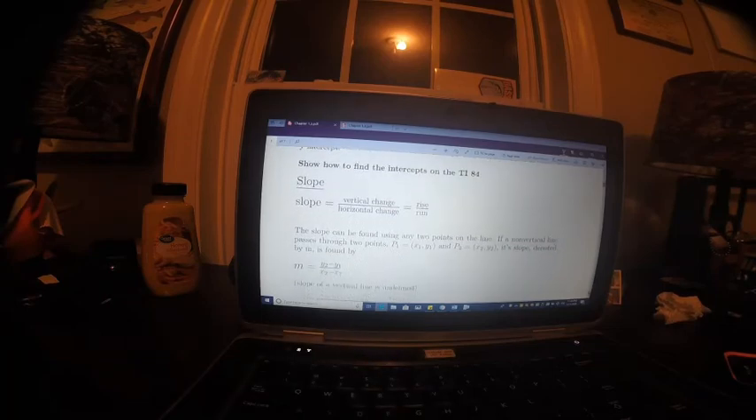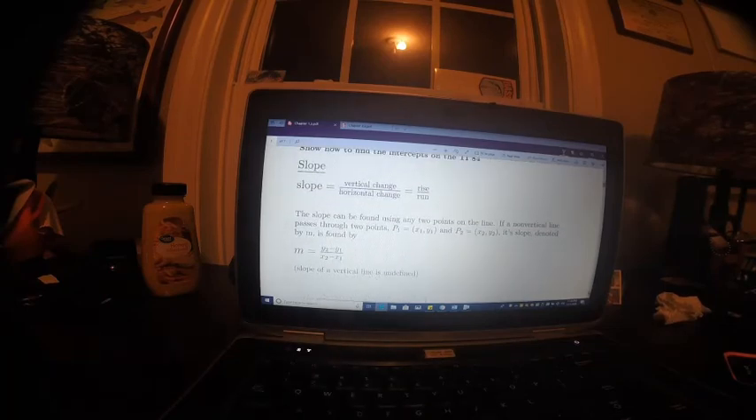Alright, so next thing we need to look at is slope. The slope is obviously a vertical change over your horizontal change, also called rise over run. Slope can be found using any 2 points on the line. If a non-vertical line passes through 2 points, P1, which is x1, y1, and P2, which is x2, y2, its slope is denoted by m. It's found by y2 minus y1 over x2 minus x1.